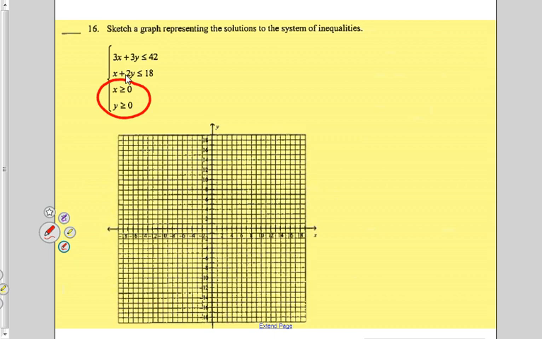Now, these two we could knock out pretty easily. X must be greater than or equal to 0. Y must be greater than or equal to 0. Basically that means we're looking to the right of the y-axis and above the x-axis. Okay? So it's basically limiting us to quadrant 1. These are all out. So that's it. I've already graphed 2 of the 4.